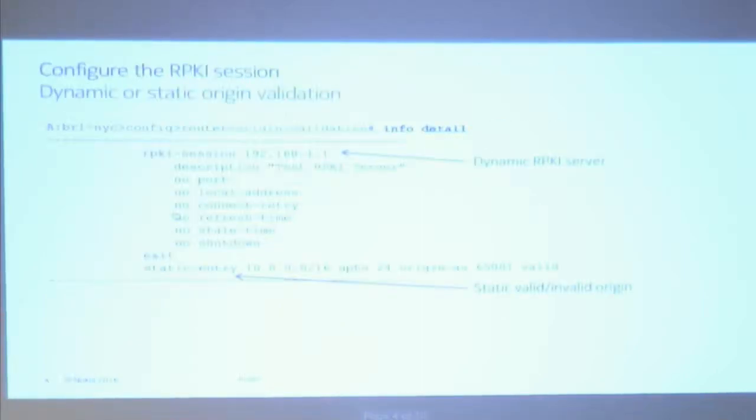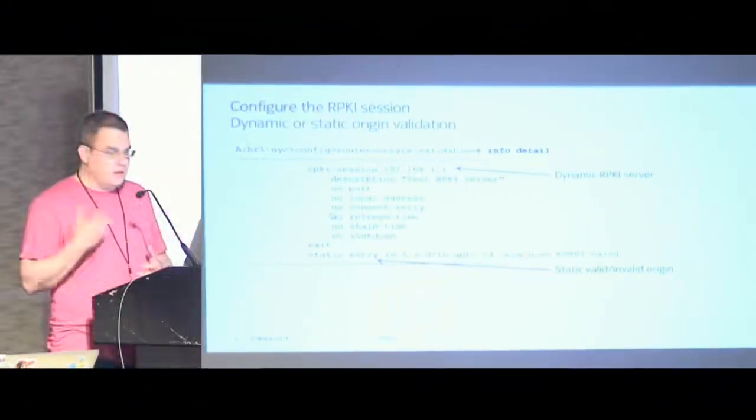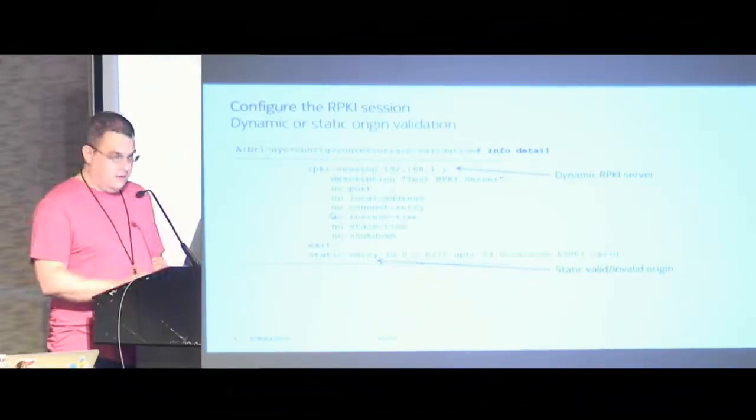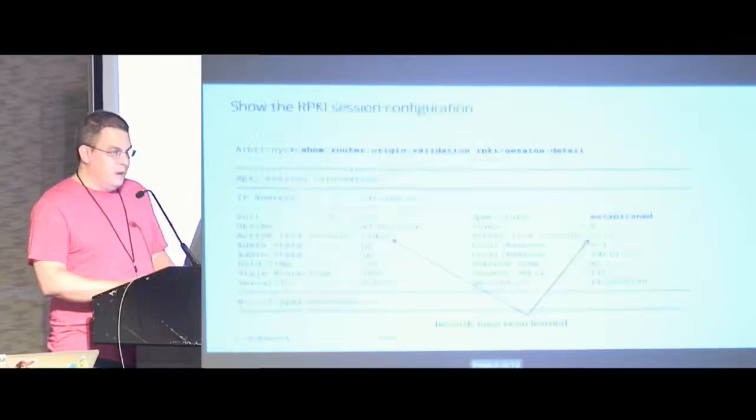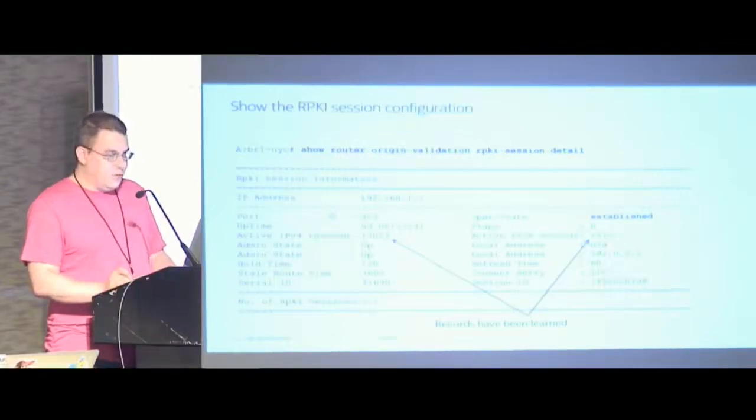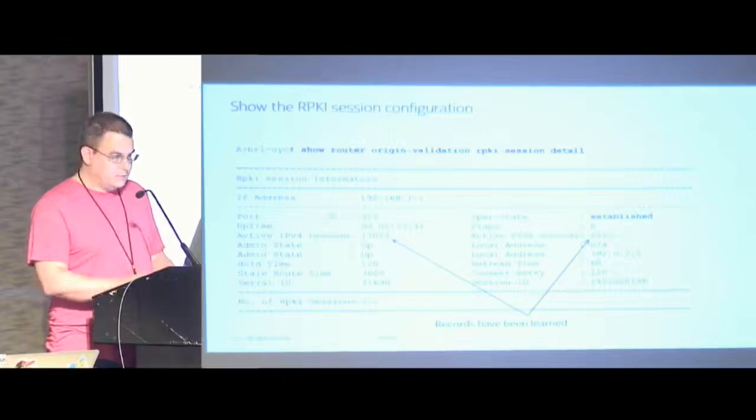Configuration is pretty simple. You have to configure the RPKI session. You can do that dynamically with the server that Doug was just talking about, or you can also create static entries if you'd like that are valid or invalid. And here's how you can show it. You see that the session is established, it's getting records, so that's good.